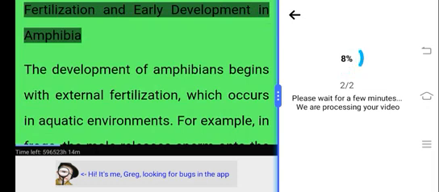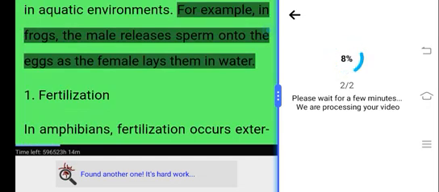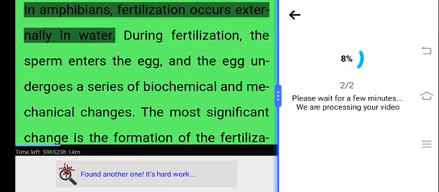Fertilization and early development in amphibia. The development of amphibians begins with external fertilization, which occurs in aquatic environments. For example, in frogs, the male releases sperm onto the eggs as the female lays them in water. 1. Fertilization. In amphibians, fertilization occurs externally in water.